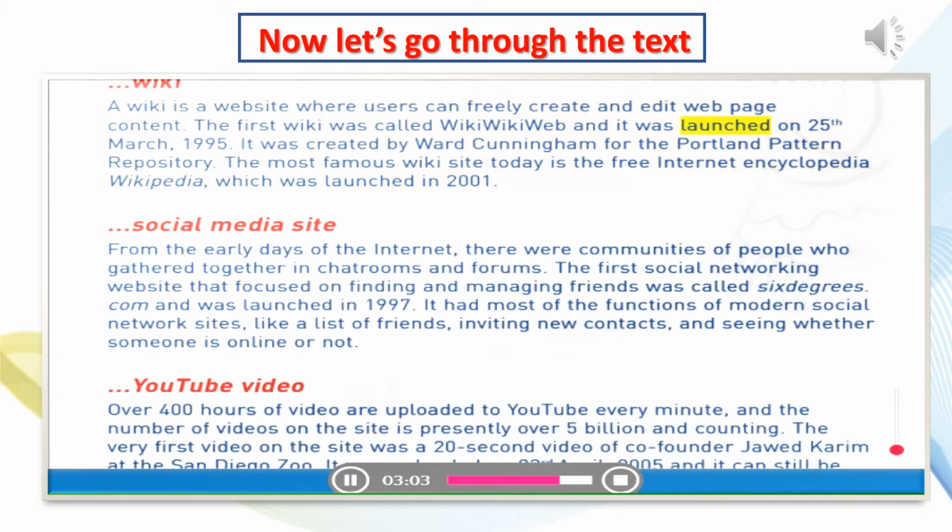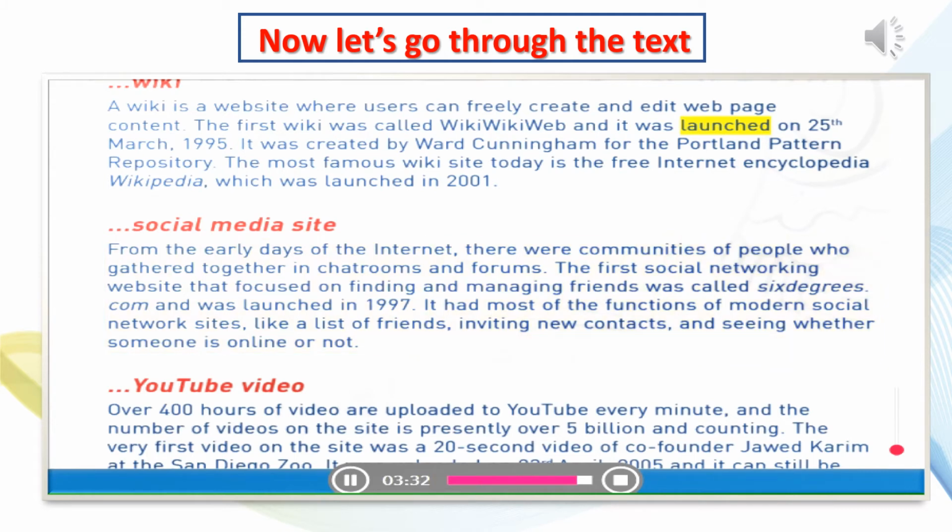The first social media site. From the early days of the internet, there were communities of people who gathered together in chat rooms and forums. The first social networking website that focused on finding and managing friends was called 6degrees.com and was launched in 1997. It had most of the functions of modern social network sites, like a list of friends, inviting new contacts, and seeing whether someone is online or not.